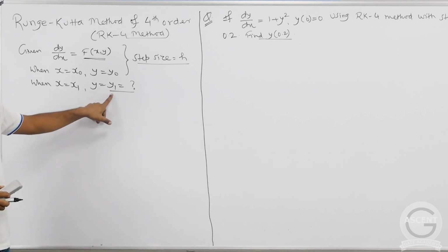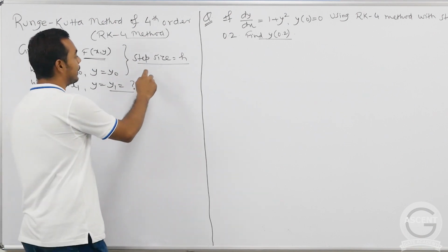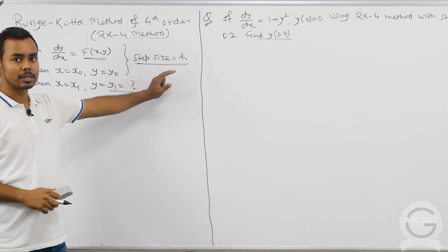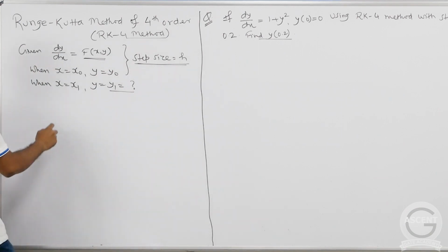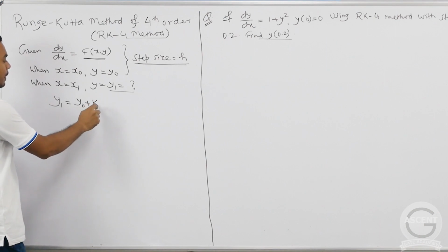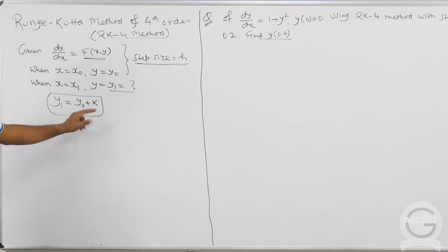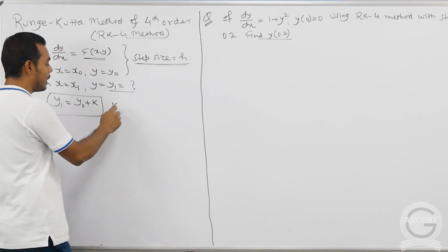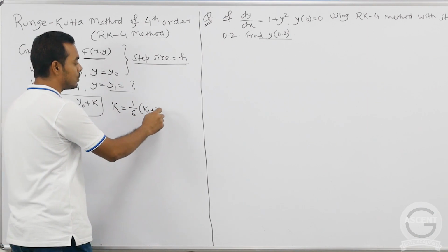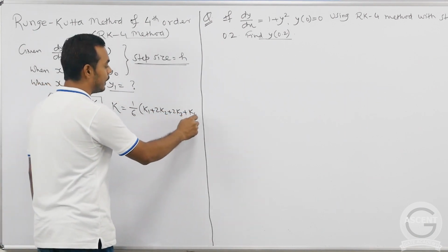So say this value is y1. So this y1 we have to calculate, and the step size that we have to use will be given in the problem. So step size is h. Now here the value of y1 will be y0 plus k. The value of y1 will be given by the formula y0 plus k, and the formula to calculate k will be 1/6 of k1 plus 2k2 plus 2k3 plus k4.